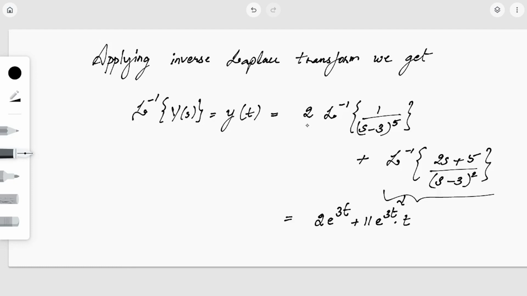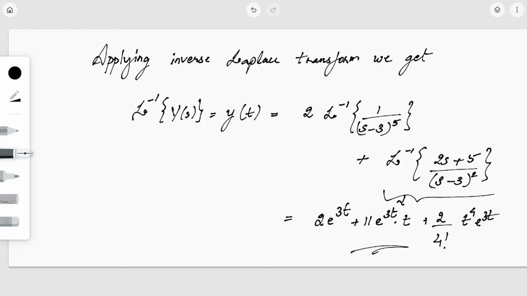Now let's see what is here. Here we have 1 by s minus 3 whole raised to 5. So here n is nothing but 4. So we have to multiply and divide by 4 factorial. So that will be equal to 2 by 4 factorial into L inverse of 4 factorial by s minus 3 whole raised to 5, that is nothing but t raised to 4 into e raised to 3t. So this will be the corresponding solution of the initial value problem which was given to us.